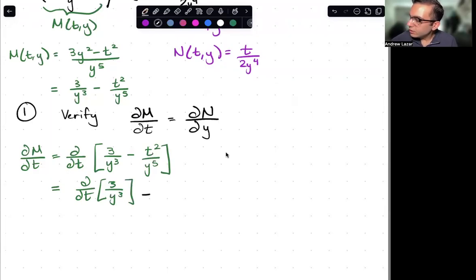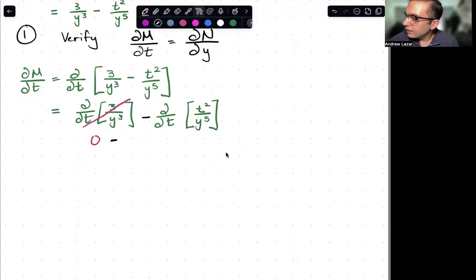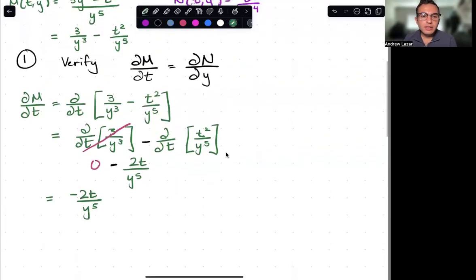Now, when I take the partial with respect to t of t squared over y to the fifth, since there's a t here, this is our only varying term. So again, this guy is going to be 0 because there's no t's there. This guy, we're just taking the derivative of the t squared. So this is going to be minus 2t over y to the fifth power. So we get negative 2t over y to the fifth. Okay, so that's your partial of m.